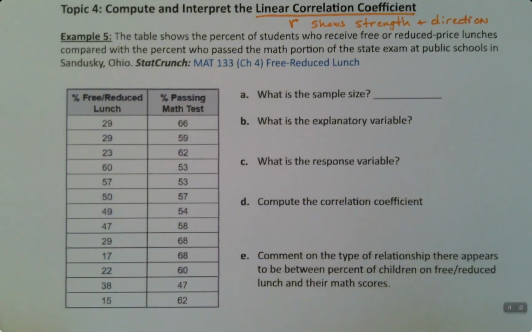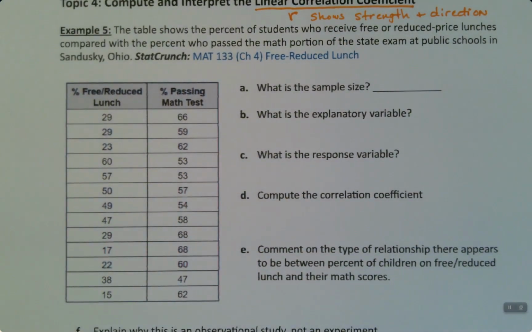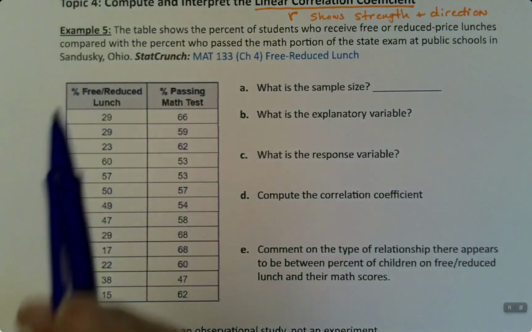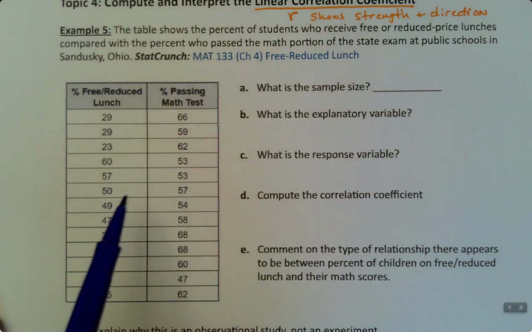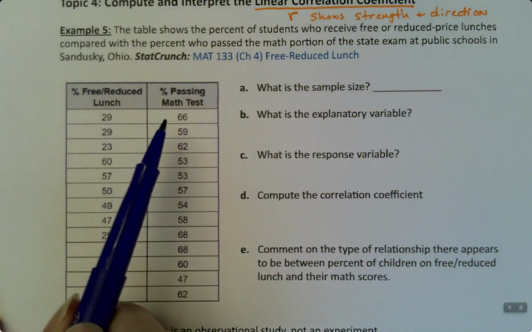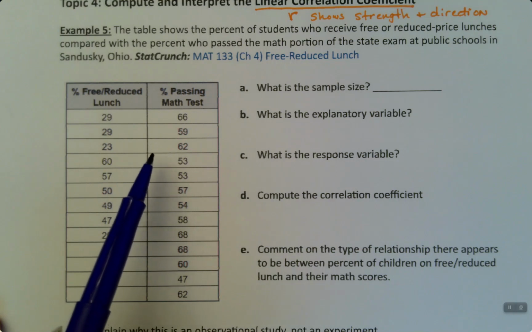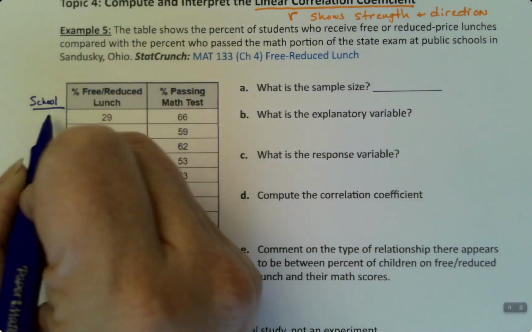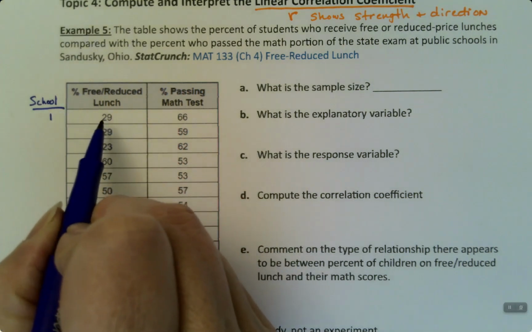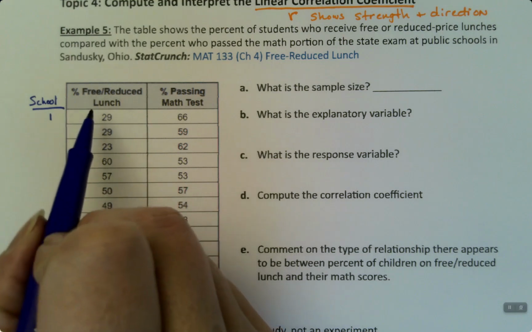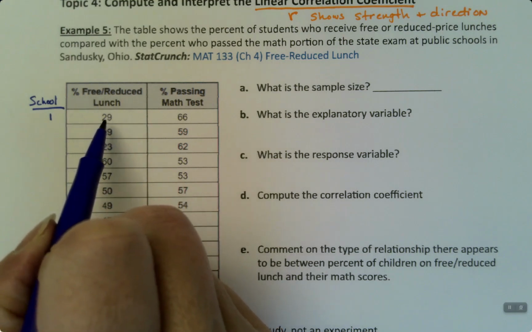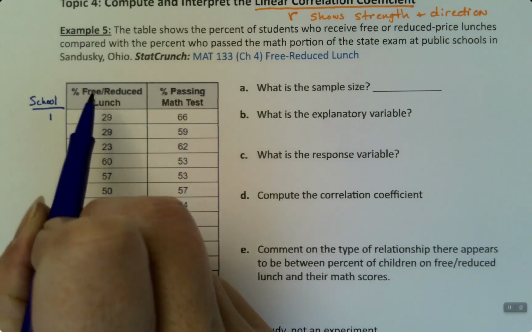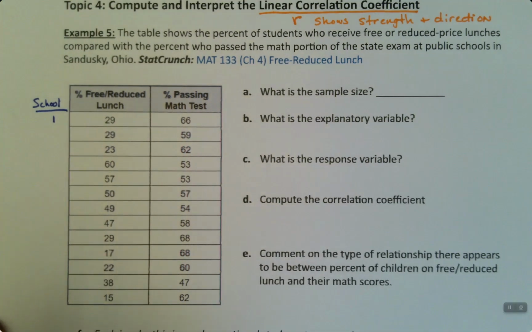All right, now the first thing they want to know is what is the sample size? Now, at that point, it's important for you to understand what's happening in this table. So each of these rows represents a school. So there's a school, let's say school number 1, and school number 1 had 29% of its students on free or reduced lunch, which means they reach a poverty level that's so high or significant that the school will just give them lunch for free or will sell it to them at a reduced price.